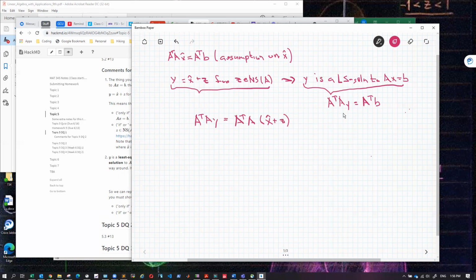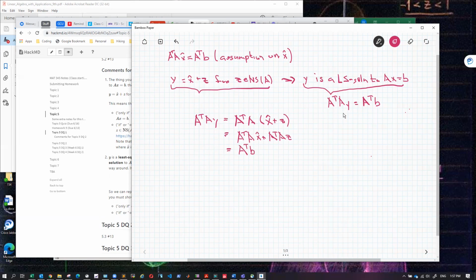Now this is just a matrix, and I'm multiplying by this sum. So how can I expand this? A transpose A x plus A transpose A z. Good. And what can you tell me about A transpose A x? That's equal to A transpose b, which is what we want on the right-hand side.